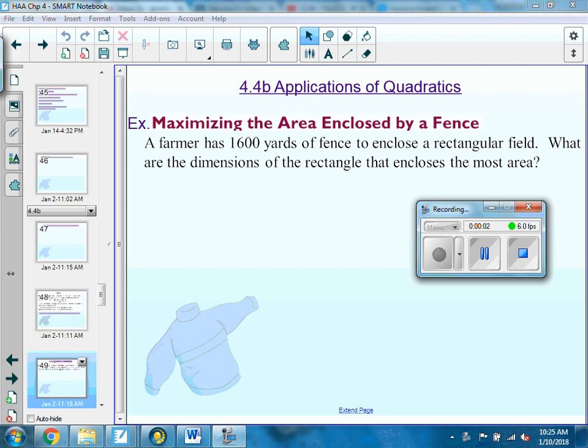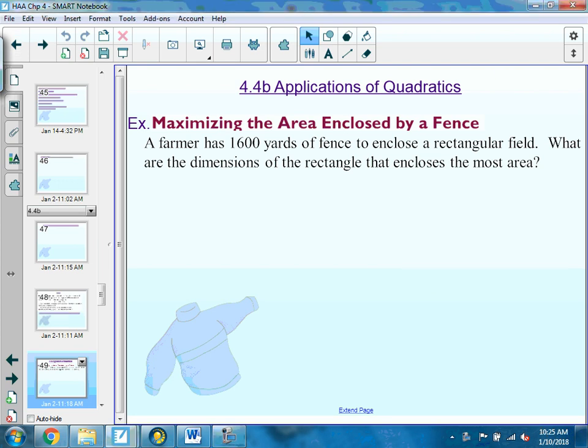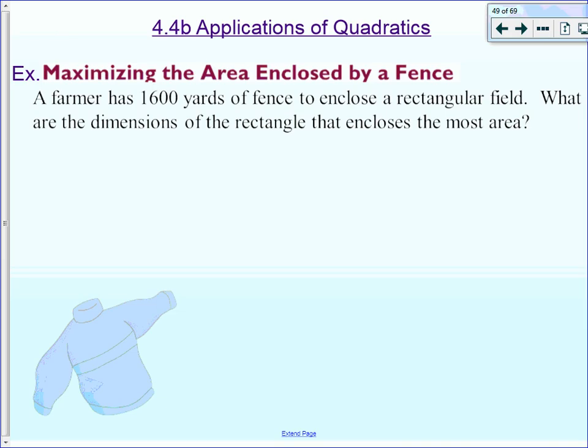So today we're going to be talking about applications of quadratics.